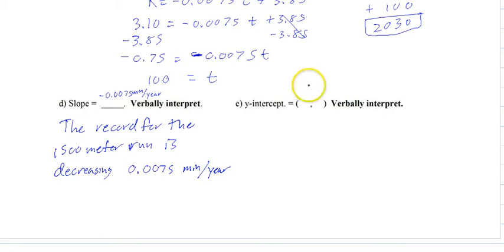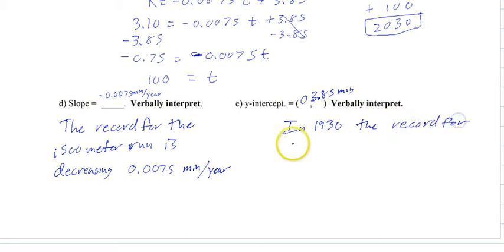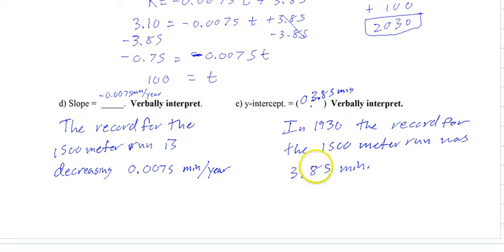Okay. The y-intercept was 3.85, and that's minutes. Remember, this is always the initial, our y-intercept, and our initial year was 1930. So in 1930, the record for the 1500 meter run was 3.85 minutes. And that's everything.